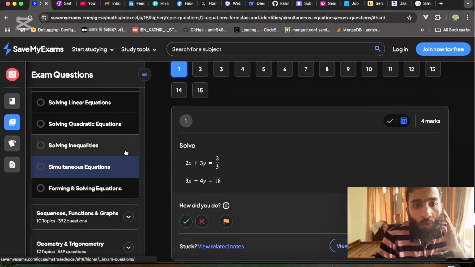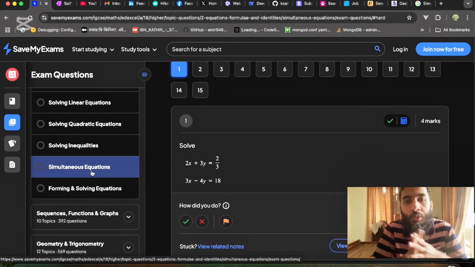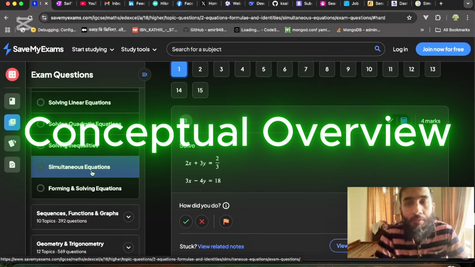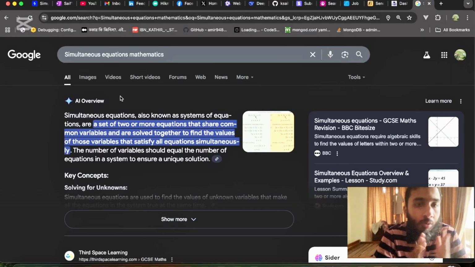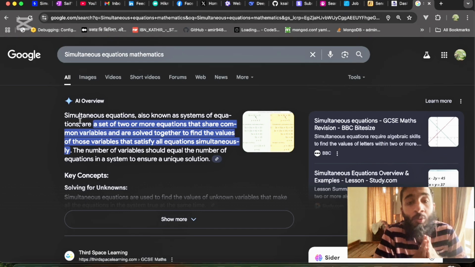So I'll focus on the topic of simultaneous equations, but before going into the mathematical problem solving, I'll just give a quick overview. If I do a quick Google search and write simultaneous equations mathematics, I get an AI overview from Gemini, which says simultaneous equations, also known as systems of equations, are a set of two or more equations that share common variables, solved together to find the values of those variables. So you have to find the values of those variables that satisfy all equations simultaneously.